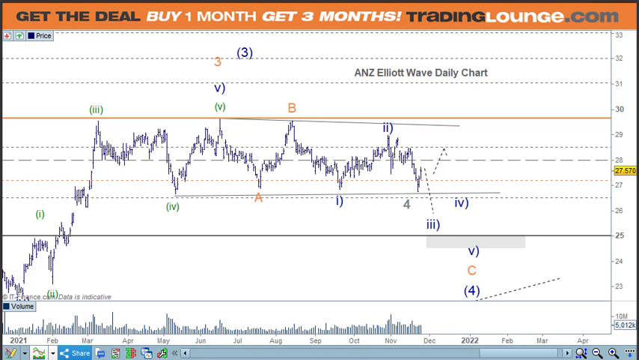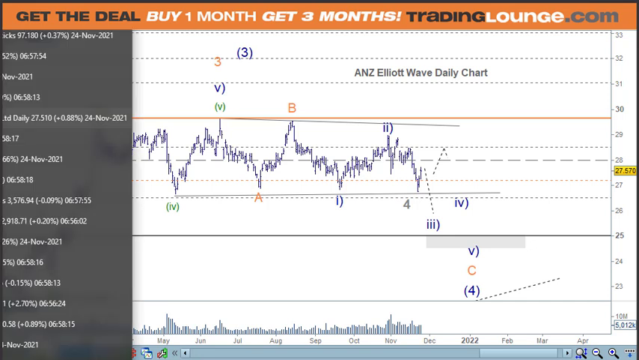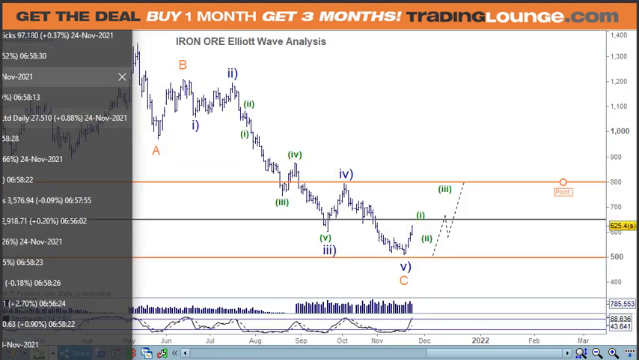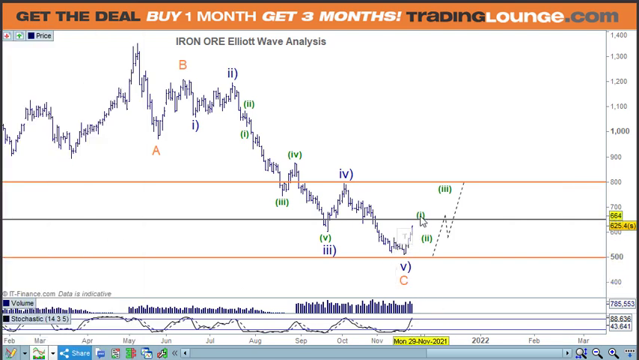Alrighty, over to the resources. So the resources are looking quite good, resource stocks looking good because of iron ore. So it's up another 5 or 6%. So it's really sort of bolted to the upside there.